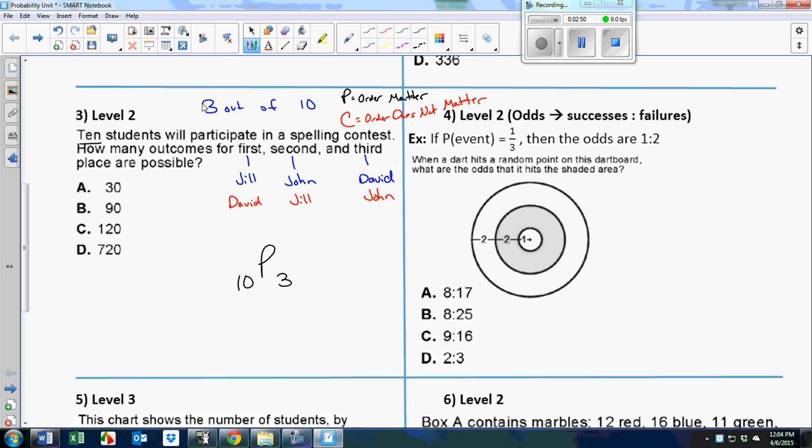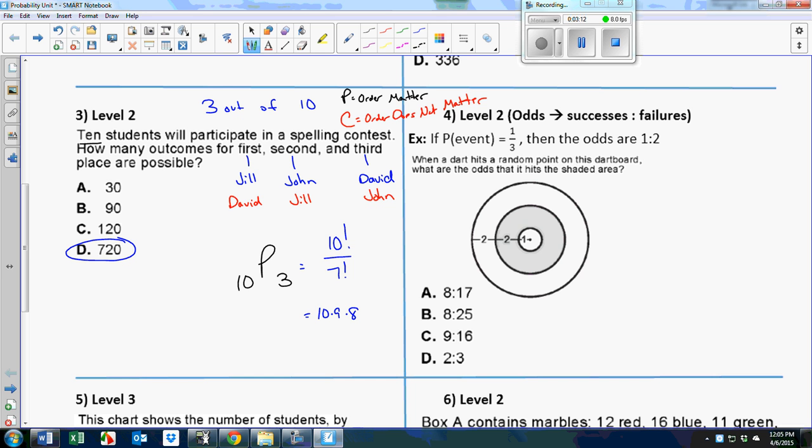Of course, you can type that in the calculator, or you can use the formula 10 factorial over 10 minus 3 factorial, and 7 times 6 times 5 times 4 times 3 times 2 times 1 would all cancel, and you're left with 10 times 9 times 8. You're left with 720.